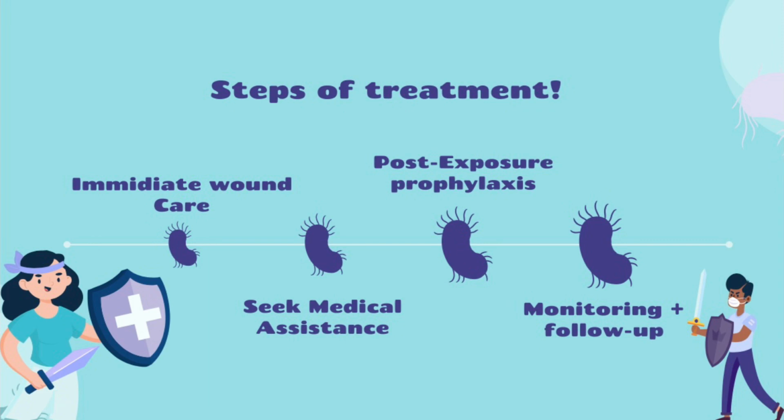Rabies immune globulin, RIG. In addition to the vaccine, your doctor may deliver rabies immune globulin to the location of the bite. RIG contains antibodies against the rabies virus and gives instant temporary protection while your body develops its own immune response to the vaccination. And lastly, monitoring and follow-up.